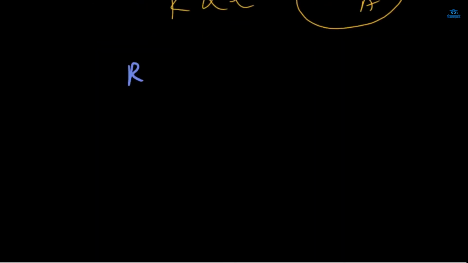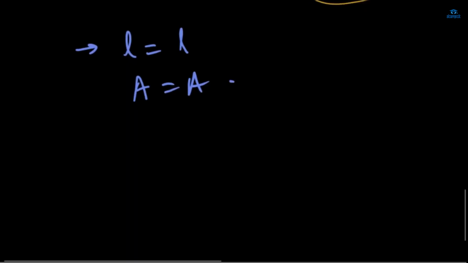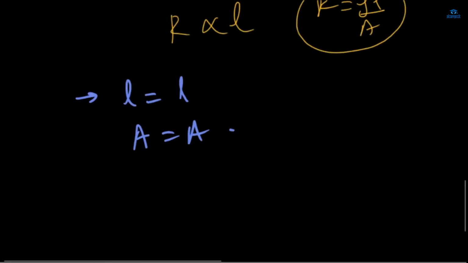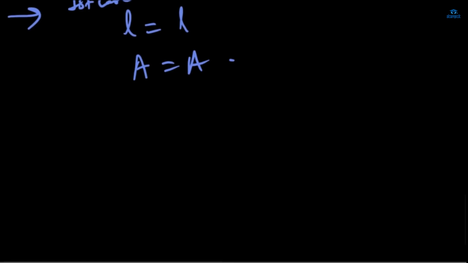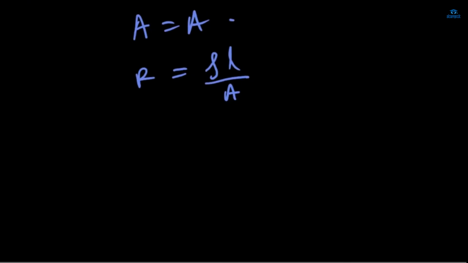First, write resistance as R. Length is equal to L. Area is the same throughout. Area is not changing. So this is the first case. L is equal to L, A is equal to A. So R will be what? Rho L by A, for a given wire, because resistivity will be the same.